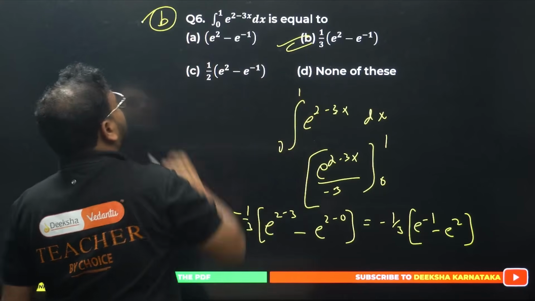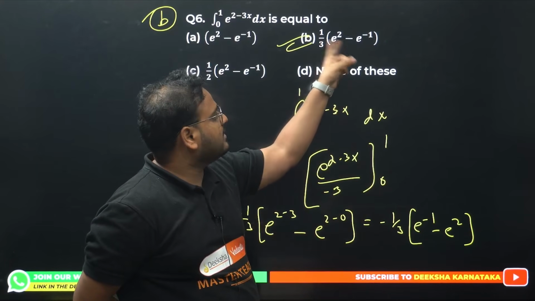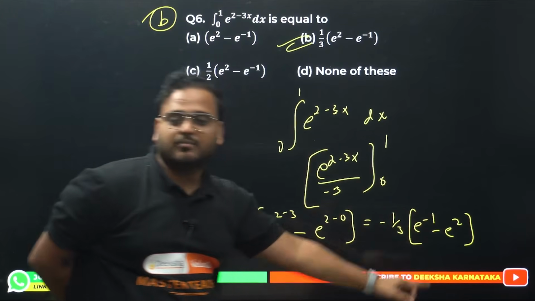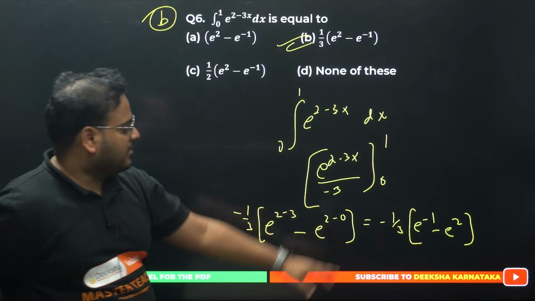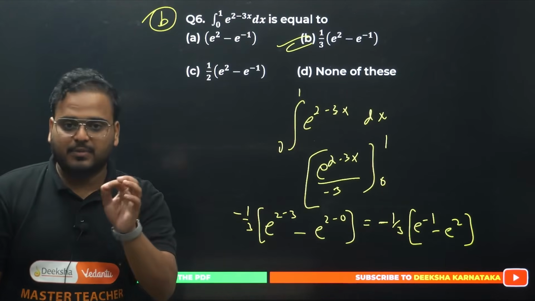Please check. Option B is correct. How come? Because if you check here carefully, 1 by 3 is negative here. Here we have 1 by 3 positive, and the sign just alternates over here. e square minus e power minus 1. Here we have e power minus 1 minus e square. So you can check, this is same as option B. Clear? This is a very simple question, right?